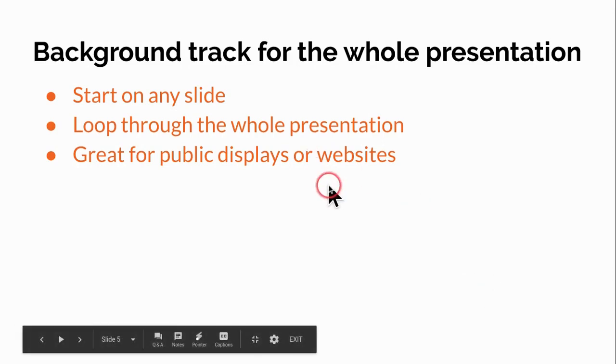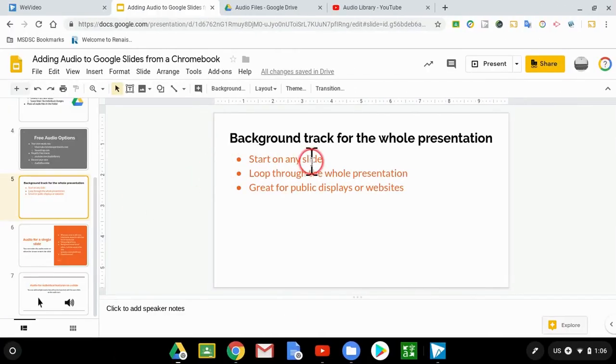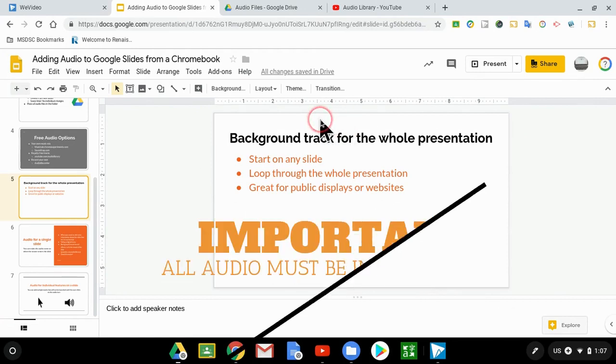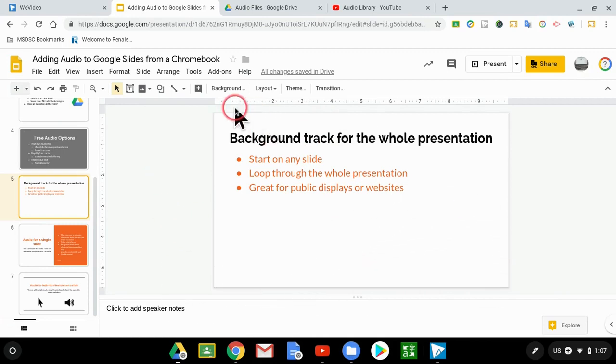So I'm going to jump down into three different scenarios. One might be to insert a background track over the entire presentation, so I'm going to start with background tracks. Again, please see my previous video if you're not sure about what to do with your audio tracks and putting them in Google Drive. All audio tracks have to be residing in Google Drive in order for it to work with Google Slides, and they also have to be viewable by the public.